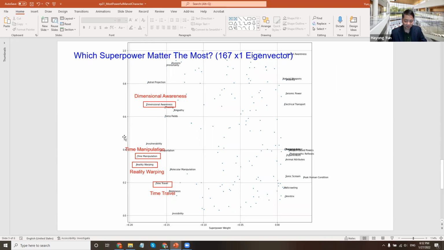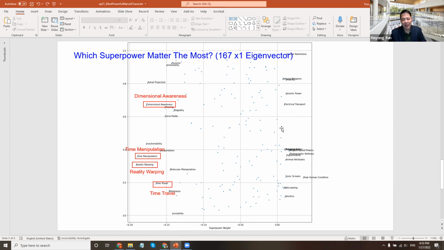And also you can see it here in terms of eigenvector. I spread it out between 0 and 1 randomly, so the vertical line doesn't matter. It's actually just along this line here, the superpower weight. So which superpower mattered the most? Which eigenvector has the largest among the 167 superpower weights? Which one has the highest weight?